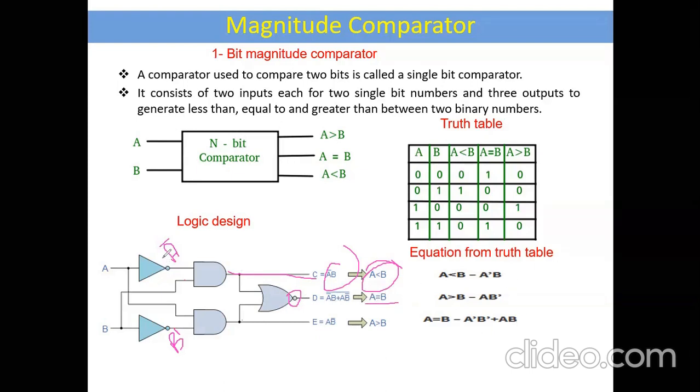First one is A bar B multiplied. I will get A less than B. Then A B bar is multiplied. Then I will get A greater than B.